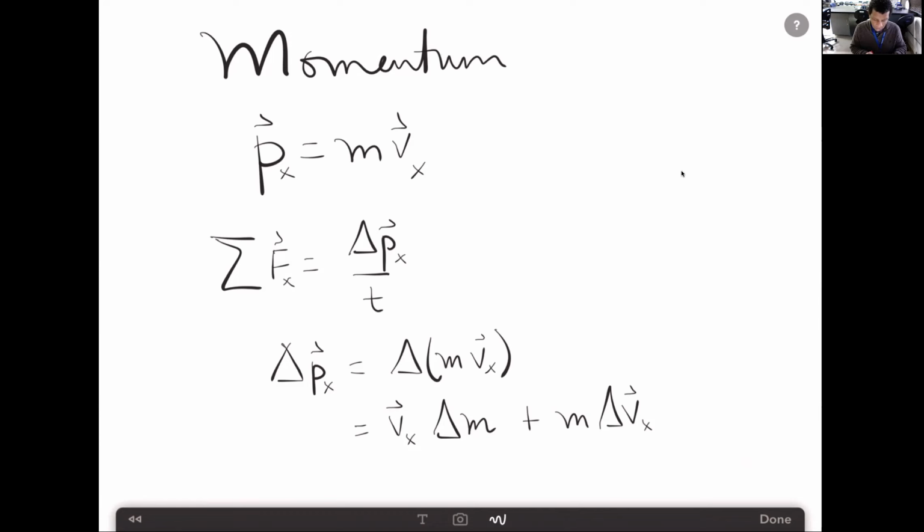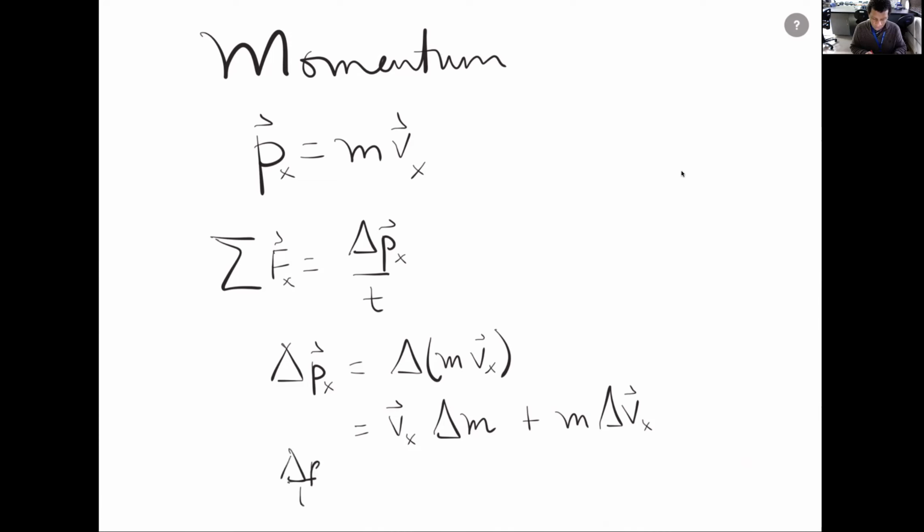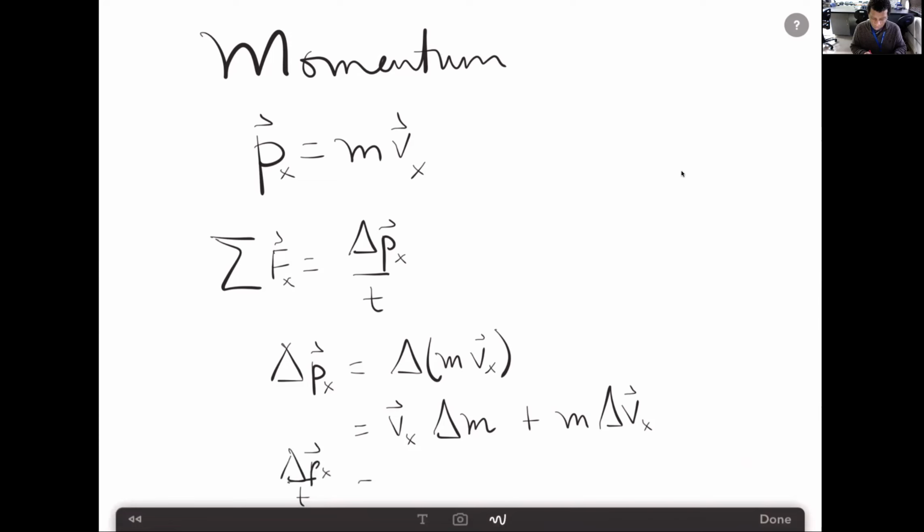Now let's look at delta p over t in the x direction. Now we have v sub x. Since v sub x is not changing in this particular case, t has no real effect on it. So it's going to be v sub x times the change in mass over time. And then we can do the same thing here. Our mass is being held constant, and we have delta vx over time.